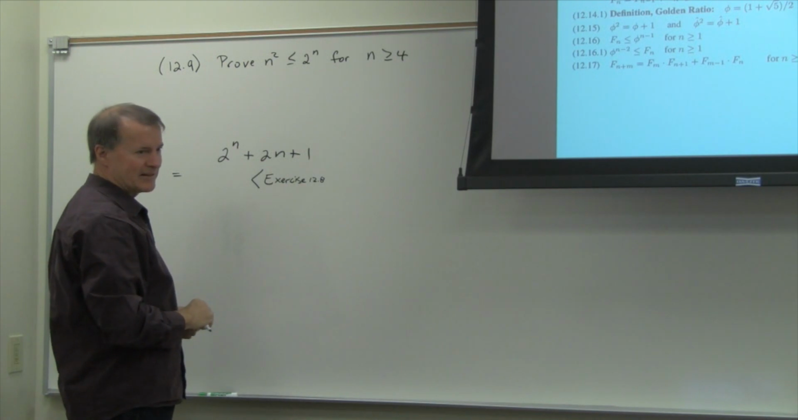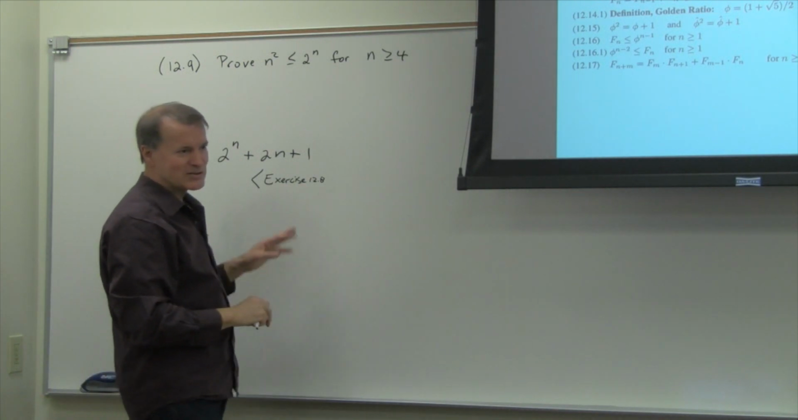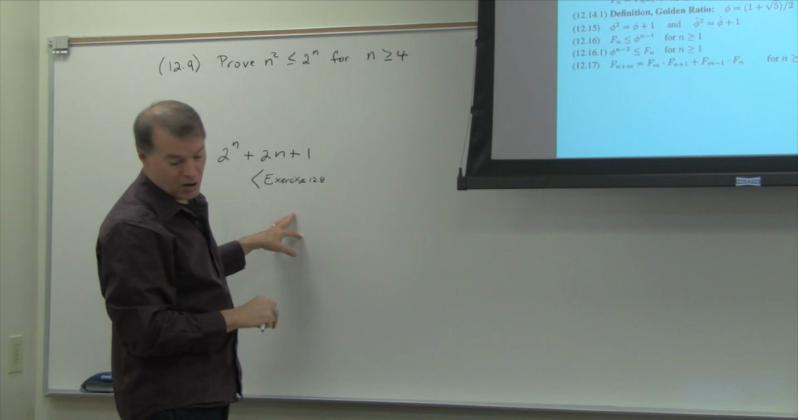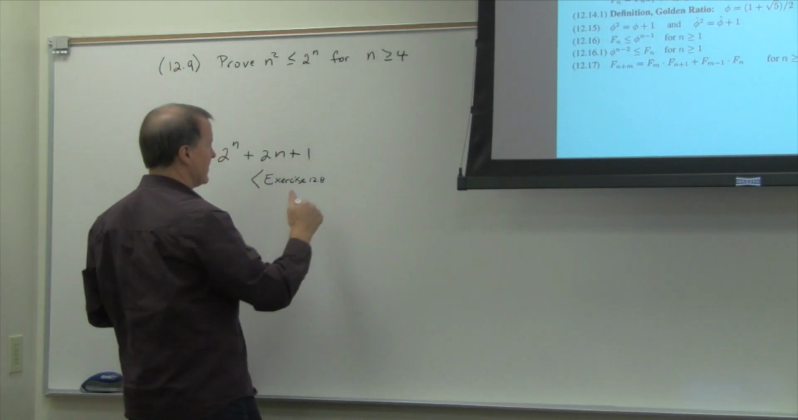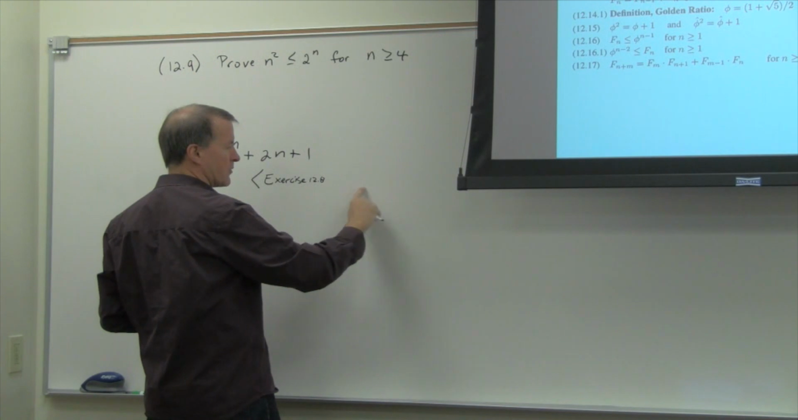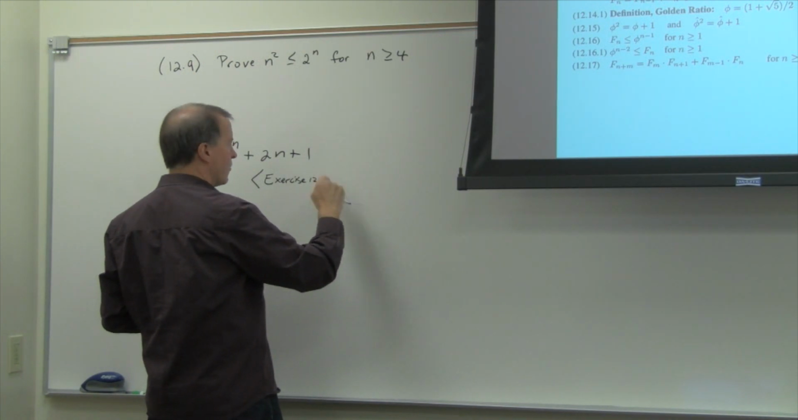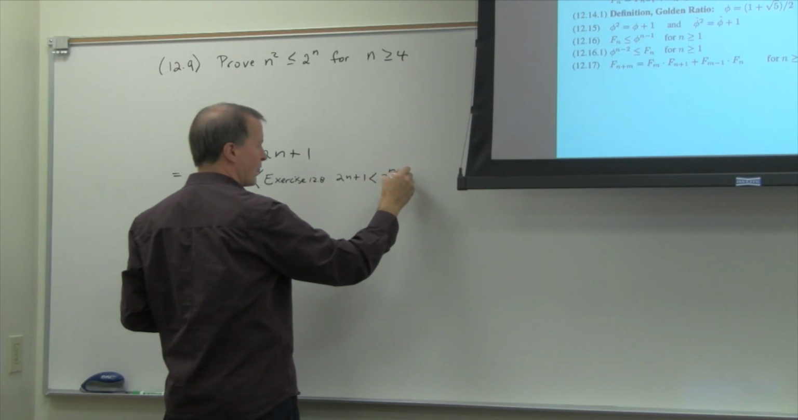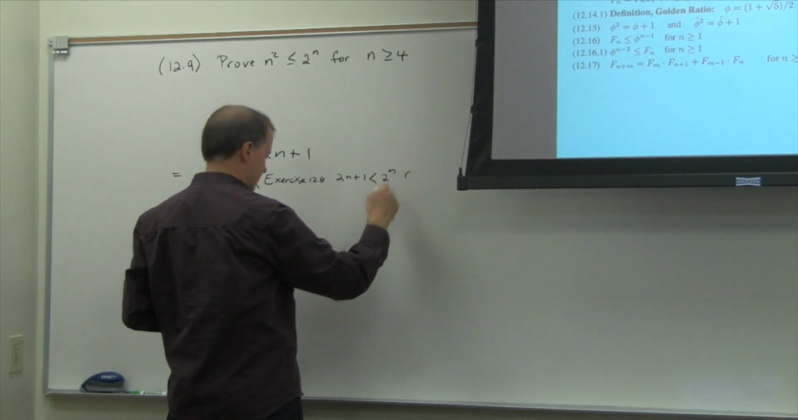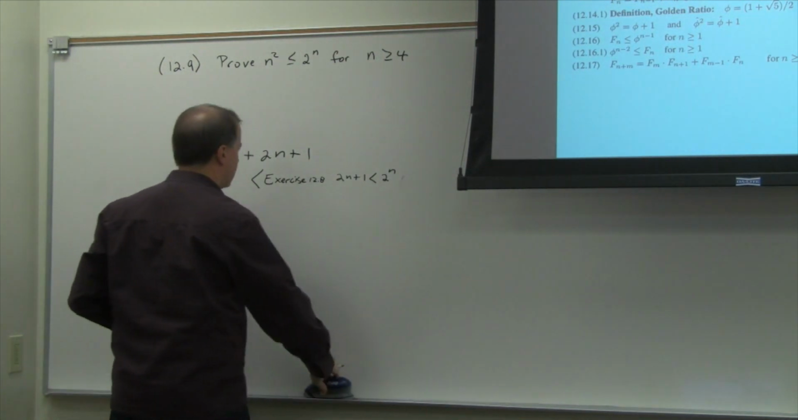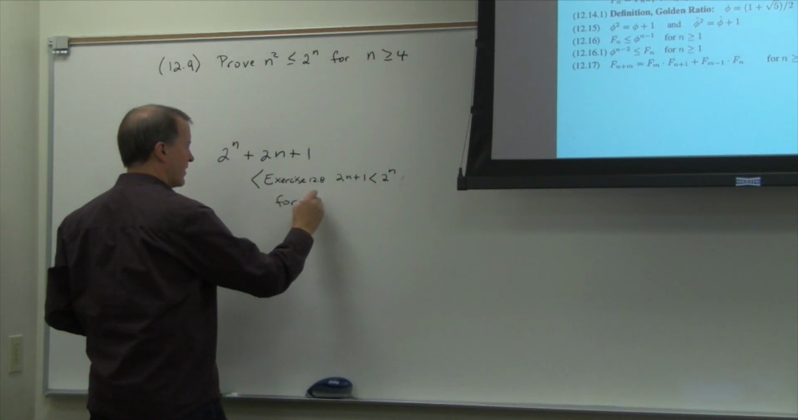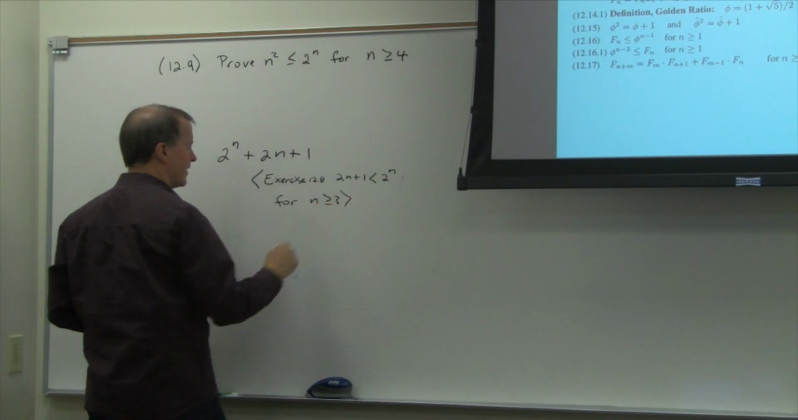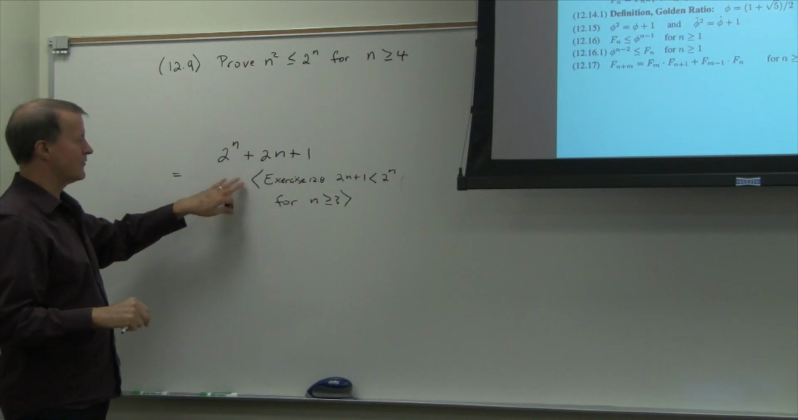Are you with me? Yeah. So you can say exercise 12.8. Would it be equal to, or is it? No, because what does exercise 12.8 say? What did you prove? Let's write out what you proved in exercise 12.8. That 2n plus 1 is less than 2 to the n for n greater than or equal to 3. All right? So this is how you would write the hint for that step.